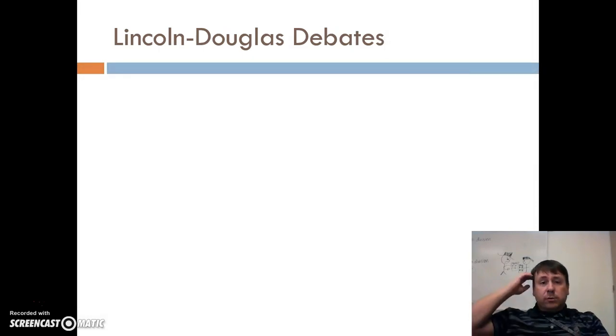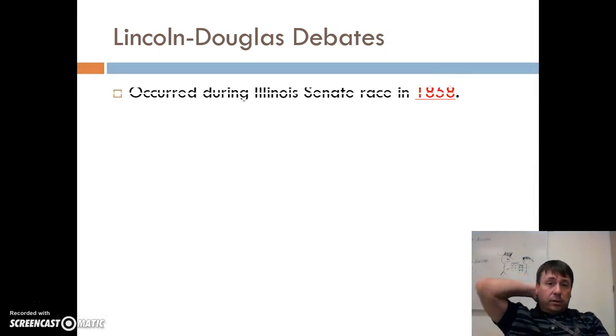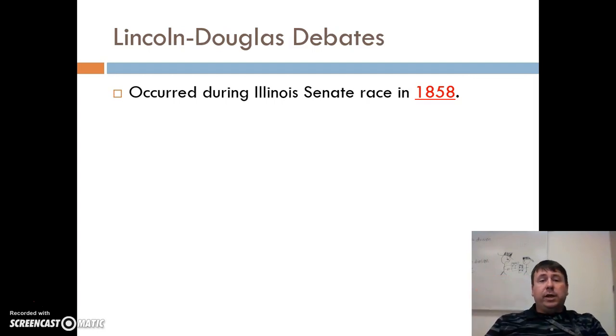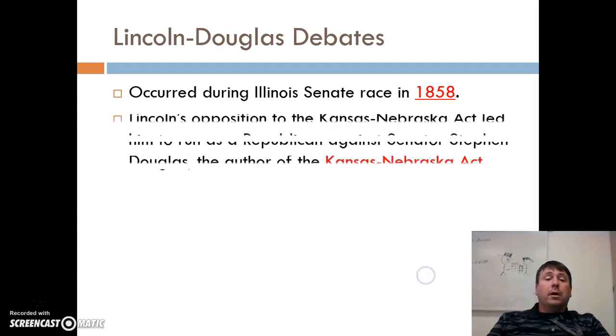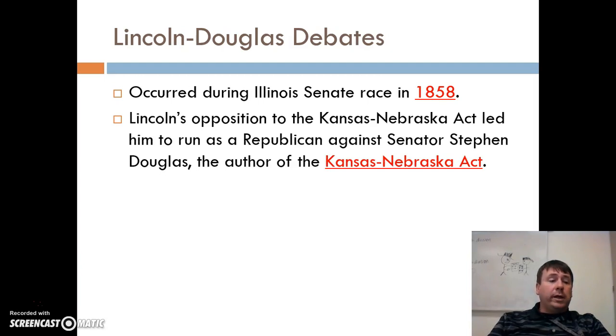So the Lincoln-Douglas debates were a series of debates that took place in the Illinois Senate race in 1858. Okay, and this pitted Lincoln against Douglas, and a new political party came about during this time too that Lincoln joined. That was called the Republican Party. It's the same Republican Party that's around today. Okay, Lincoln was opposed to the Kansas-Nebraska Act. Because he was opposed to that, he decided he would run against Stephen Douglas, who authored that act. And Lincoln was opposed to it because he didn't feel that slavery should be allowed to spread.